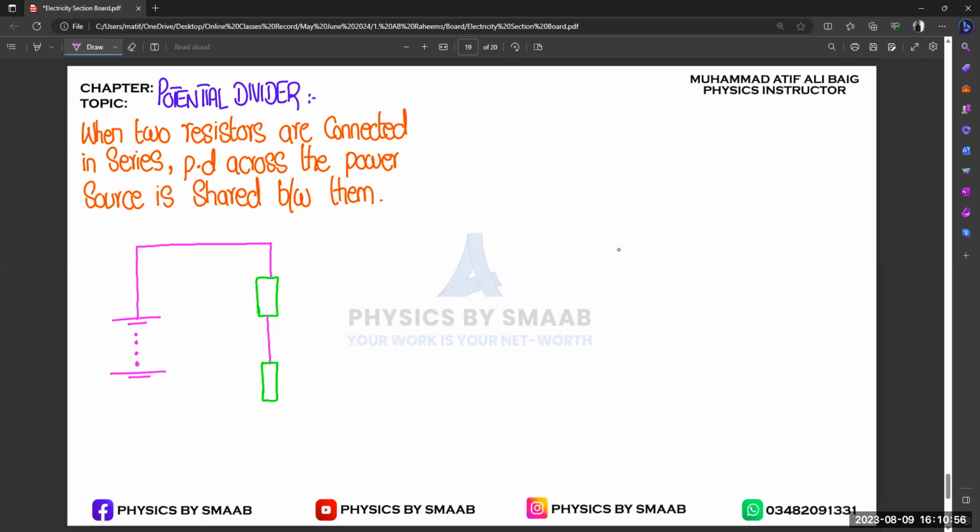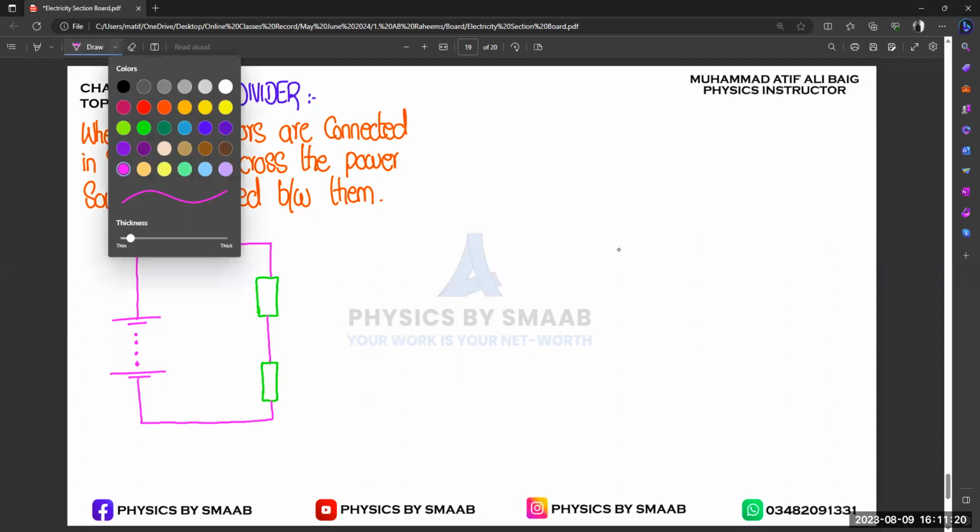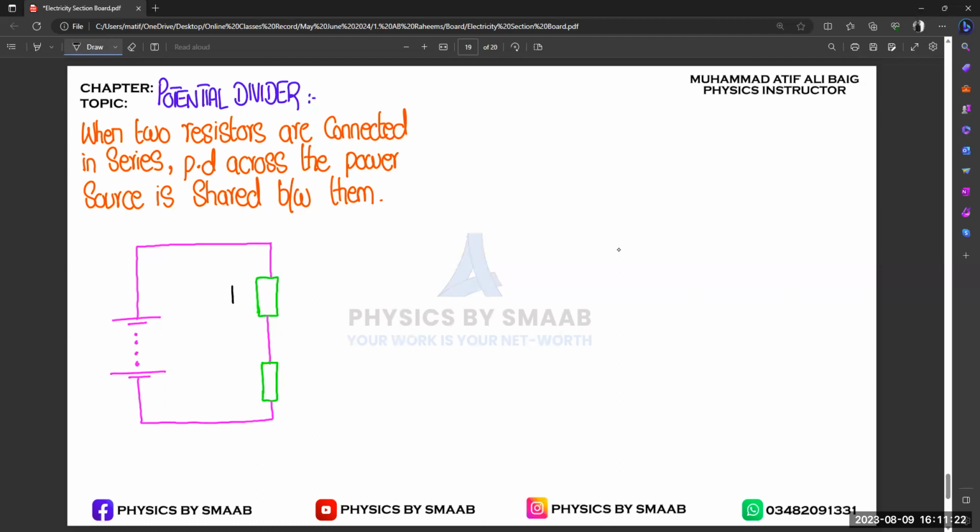Actually, this is also the same symbol of the battery or the source, right? So that will give you the same concept of that battery or that cell connected in the circuit, right? So now our main purpose is, let's suppose we have two values of resistors, this one will be R1, this will be R2.